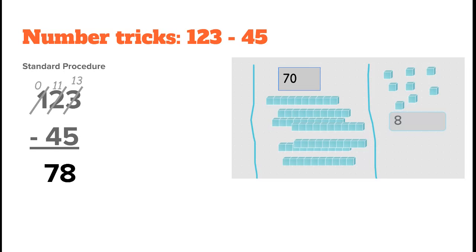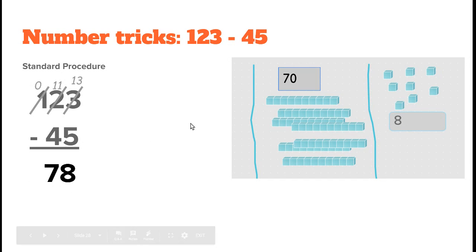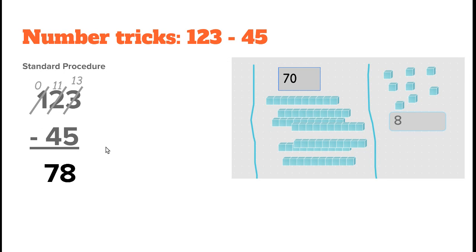And so what do I have left? Well, I have 70 units, or 70 tens, I should say, and 8 units, which means my final answer is 78. Again, this is more efficient, and I'm not saying that it's not, but doing this without understanding that this is what's going on behind can be dangerous.